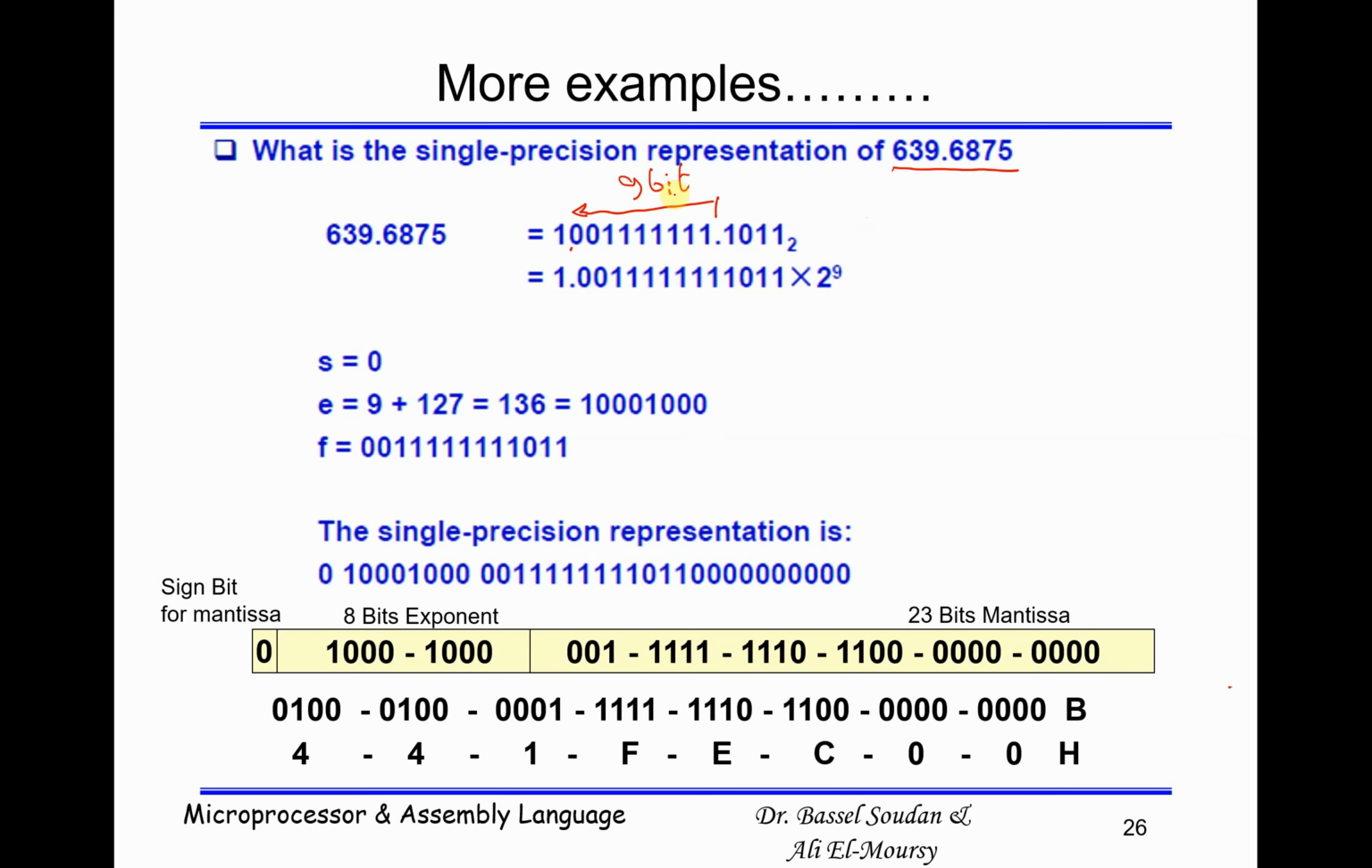Now that means I have to raise the power of the exponent to 9. Then I have to bias it, adding 9 to 127, so I will get 136. So I will get these 8 bits for the exponent, and discarding this leading one while I'm storing the number, so the number will start from here.